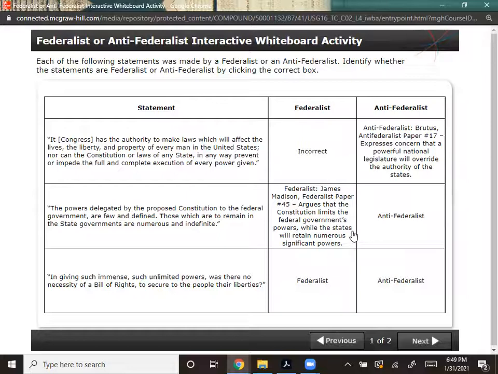The next one: in giving such immense, such unlimited powers, was there no necessity of a Bill of Rights to secure to the people their liberties? Well, let's see. Nope, it's not Federalist. It's Anti-Federalist. An Old Whig, Anti-Federalist paper number 46, criticizes the lack of a Bill of Rights to protect individual liberties from a powerful government.